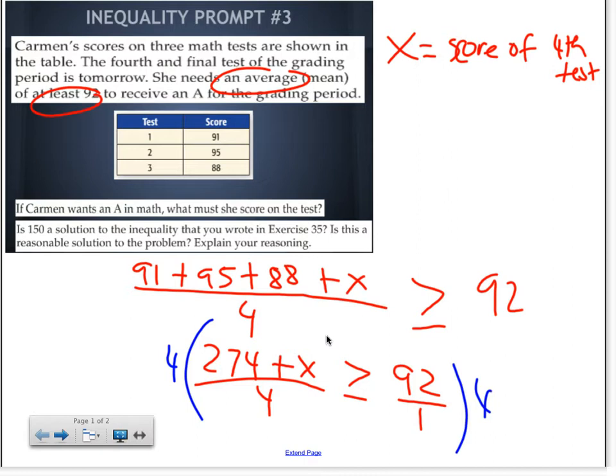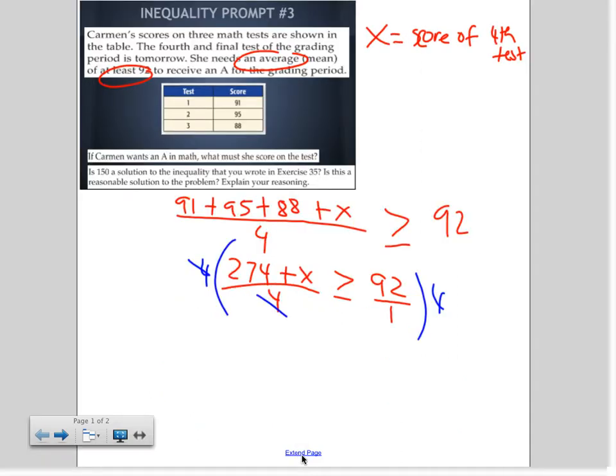Okay? So 274 times 4. So what would these two 4s do? We'll cancel them out, right? Because 4 on top and 4 on the bottom get canceled. Over here, what's 92 times 4? 368. So let me just go ahead and expand this. You got 274 plus x greater than or equal to 368, right? Any questions so far?